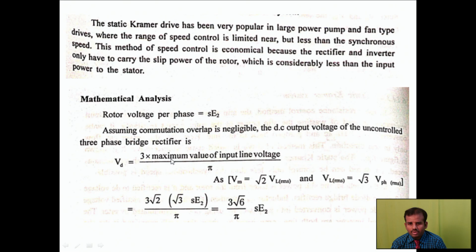Here the maximum value of input line voltage is Vm. So in 3 by pi, instead of Vm we substitute root 2 into VL RMS. For VL RMS we substitute root 3 into VPH RMS, so there is root 3 into root 2 into VPH. Already we have VPH equal to S into E2, so we substitute that: VD equal to 3 root 6 S E2 divided by pi.